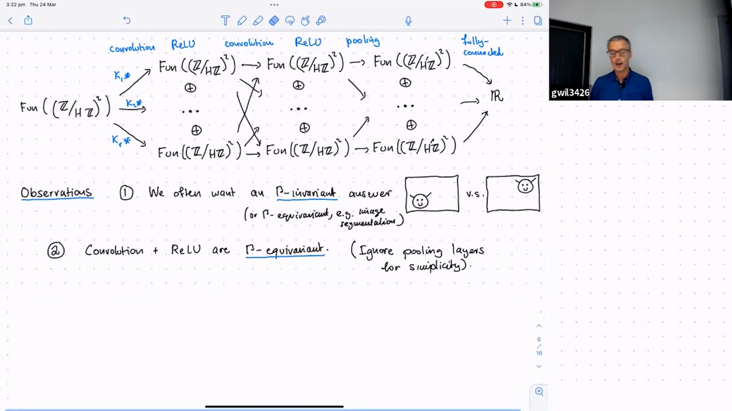Convolution and ReLU are gamma equivariant. And for simplicity, I'm ignoring pooling layers, but we can definitely add them into the discussion. But I feel like the guts of this business really is exposed when we ignore pooling. So I'm going to do that from now on. So convolution is equivariant and ReLU is equivariant. So we have our image, we have a whole bunch of real numbers. If we translate and then set some of those numbers to zero, that's the same thing as setting some of those numbers to zero and then translating.